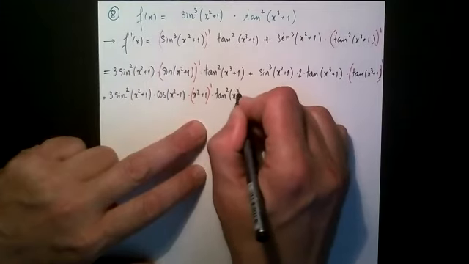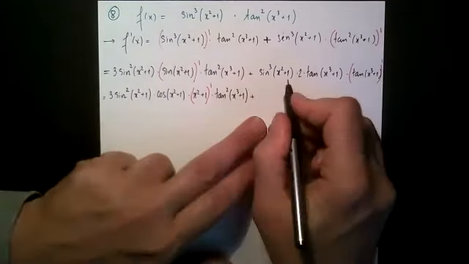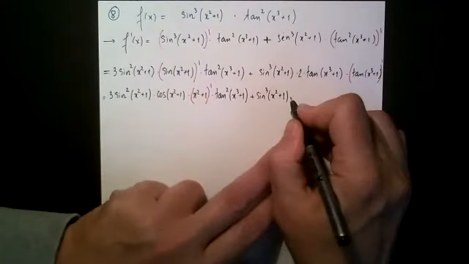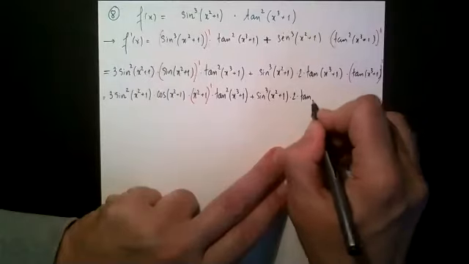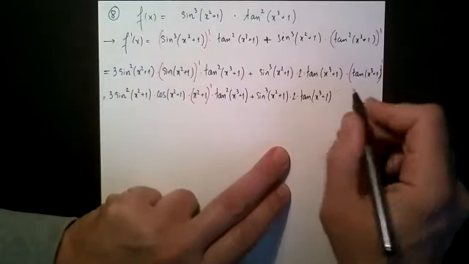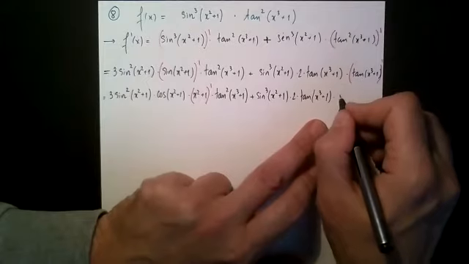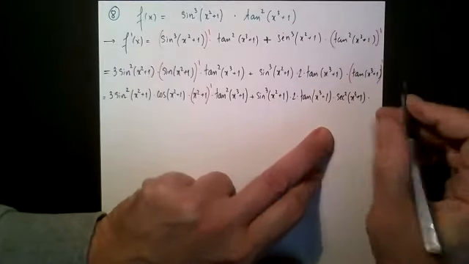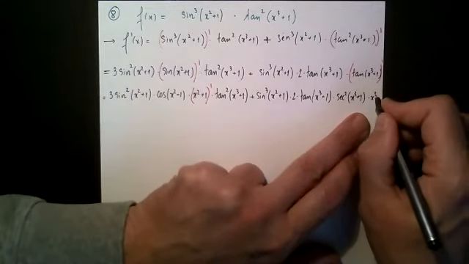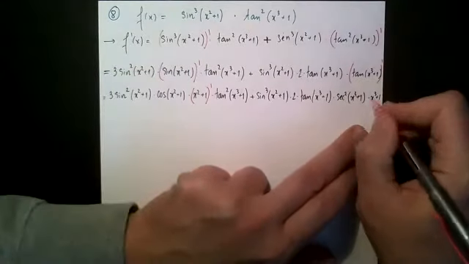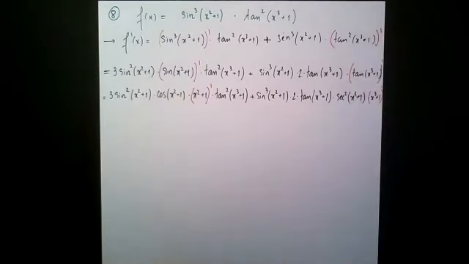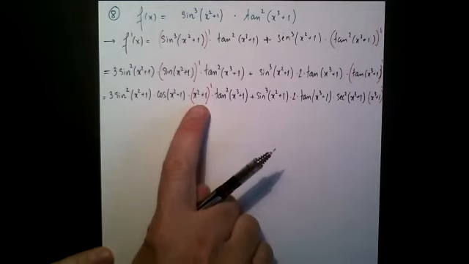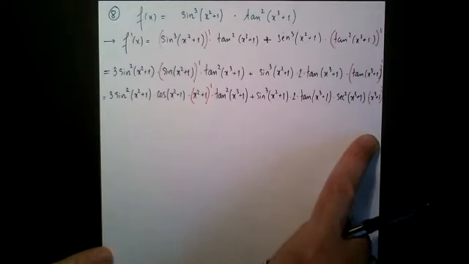Tangent squared of x^2 plus 1, plus, and here, sine cubed of x^2 plus 1 times 2 tangent of x^3 plus 1, and the derivative of tangent is secant squared of x^3 plus 1, times the derivative of x^3 plus 1. Sorry, I know it's small, but I have no choice. And now that's it. This will become 2x, this will become 3x^2, and I'll be done.